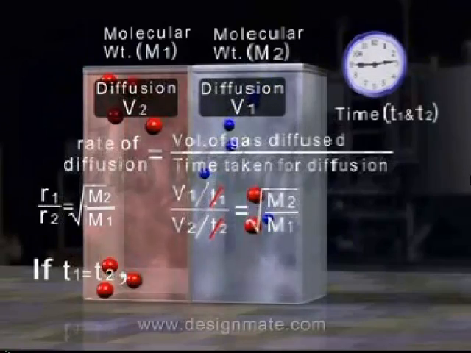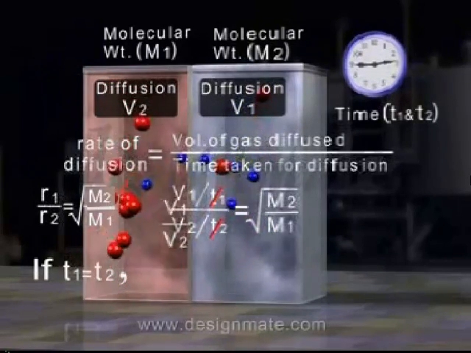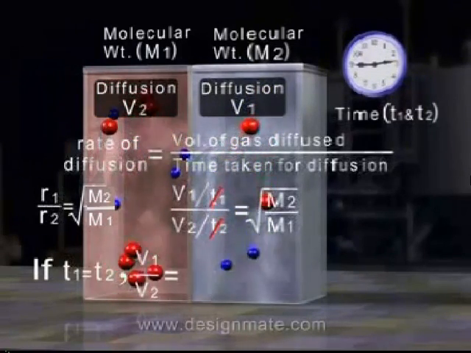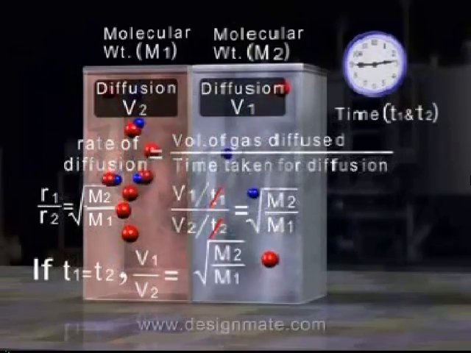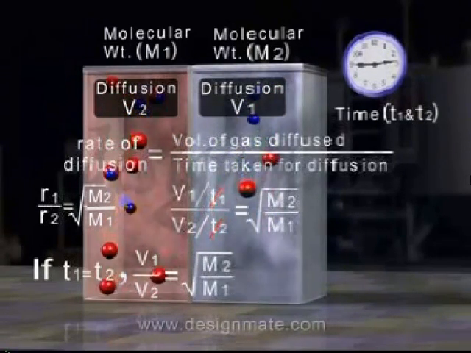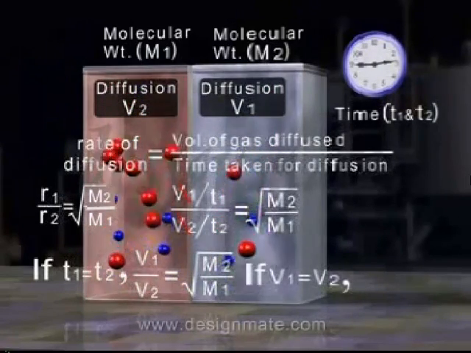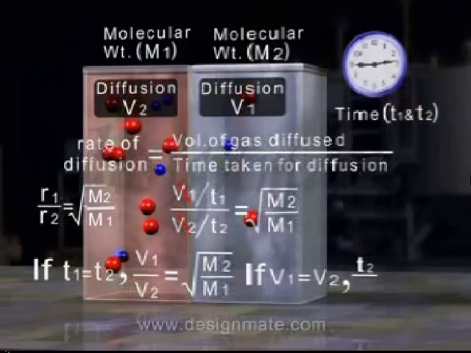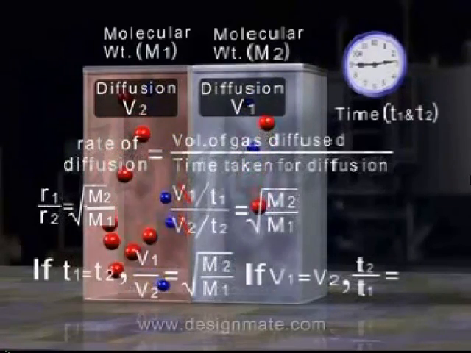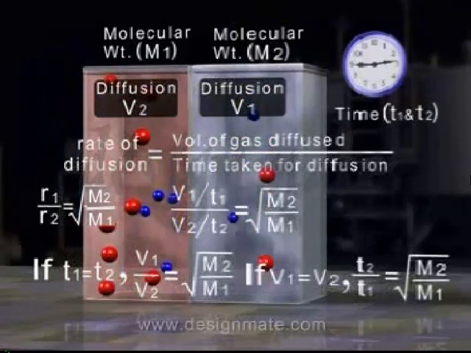Now, if T1 is equal to T2, V1 upon V2 is equal to square root of M2 upon M1. But if V1 is equal to V2, then T2 upon T1 is equal to square root of M2 upon M1.